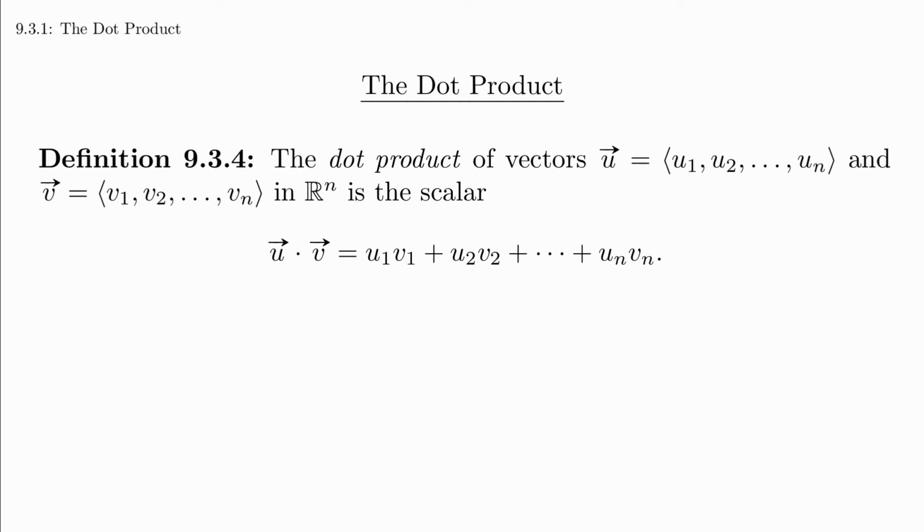At this point, this is just a formula. We'll talk about how to interpret the values soon. For now, we just want to make sure that you know how to do the calculation. Notice that we are taking the product of the corresponding vector components and then adding the results together.